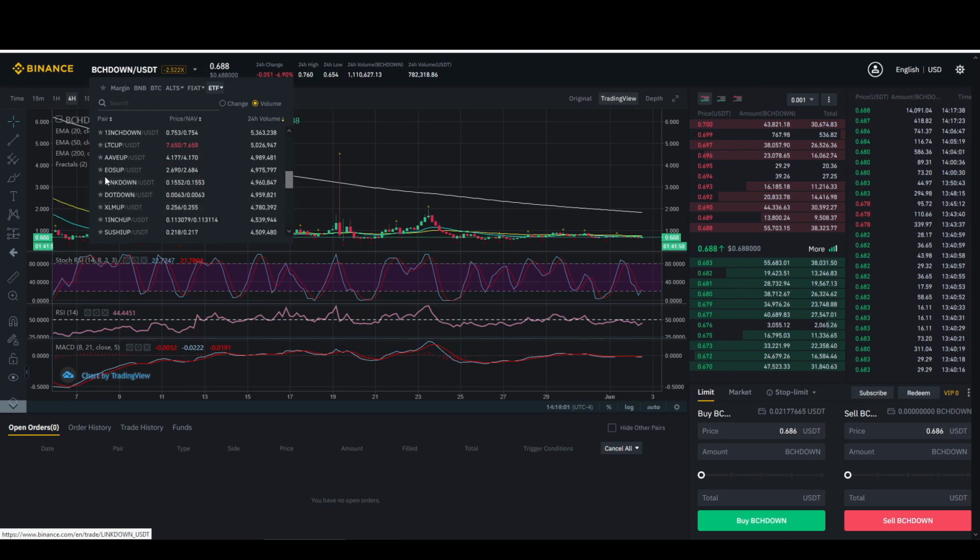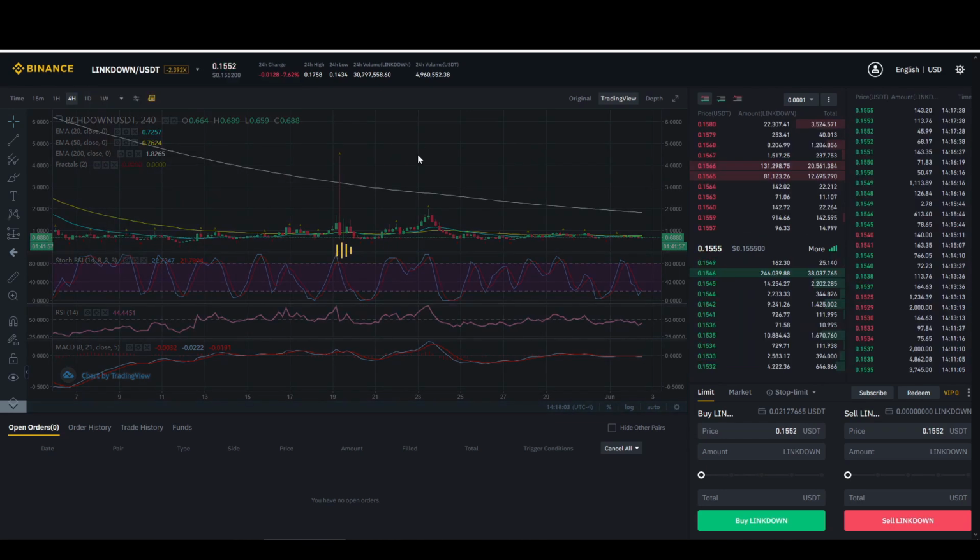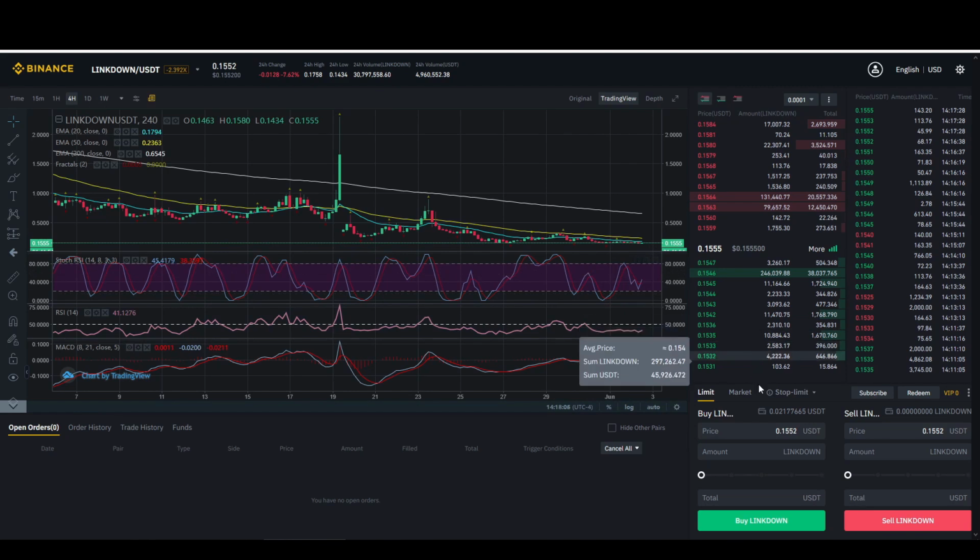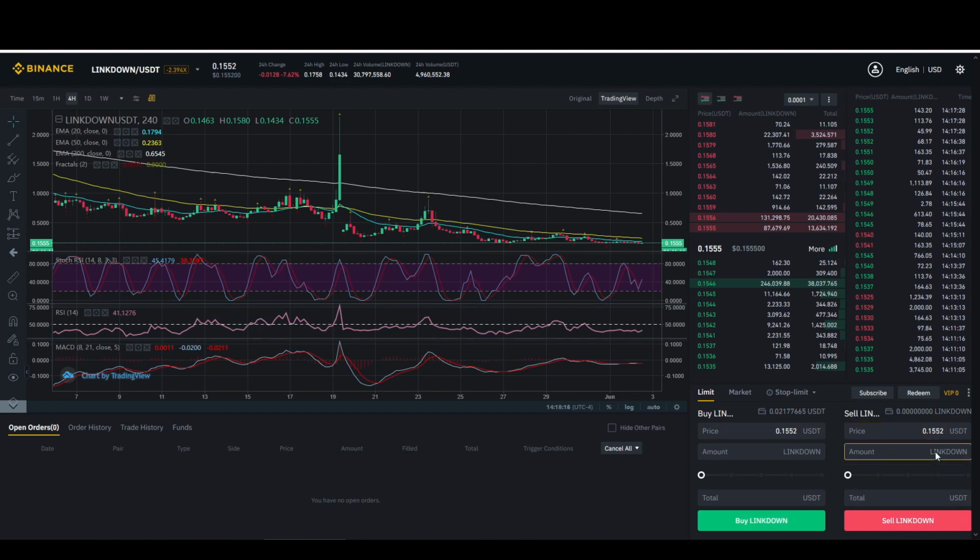So let's say I would like to buy some LINK down. Well, it's the same as a regular coin. I can select how much I want to buy, and then I just click buy LINK down. And when I want to sell, I just do the same thing. I select how much I want to sell, and then I sell my LINK back to USDT.